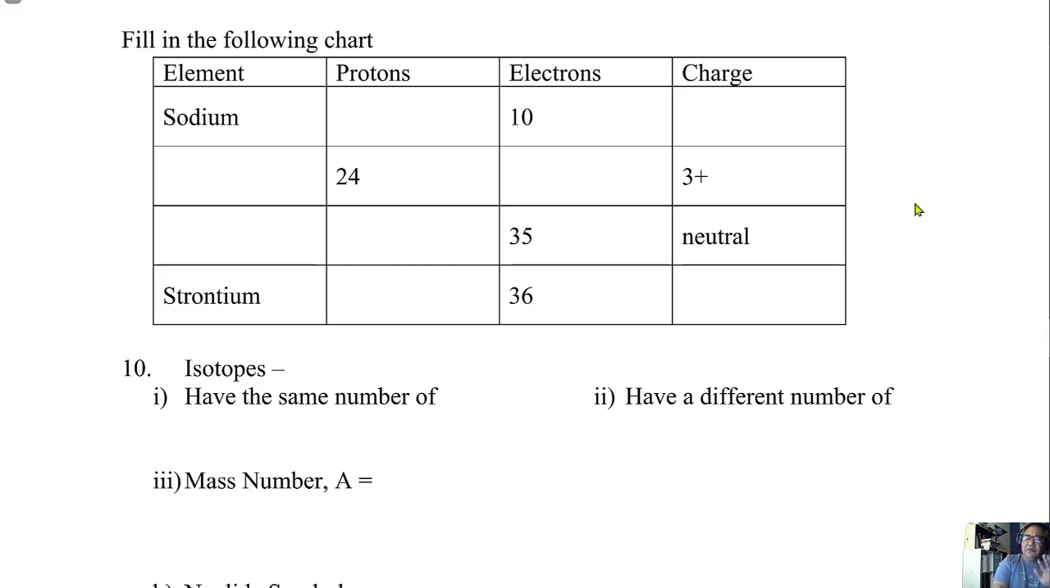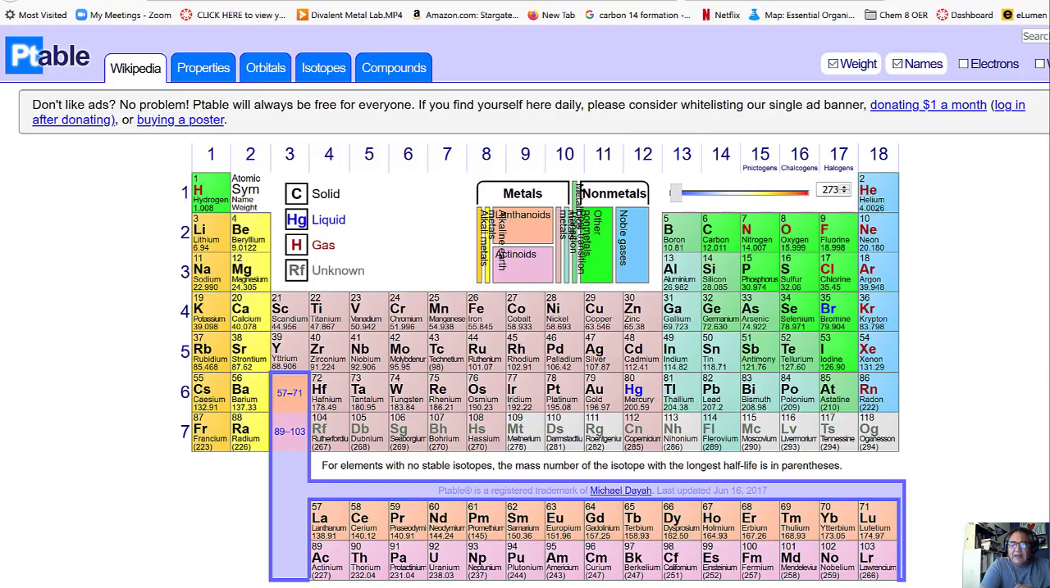So let's say we're going to do the first two. So sodium, right, and it has 10 electrons. Again, we have to go back to our periodic table. So what I thought I'd do, instead of scanning back and forth, I went back to that P-table website, and now we can find sodium. It's in group 1, right? So you're going here, sodium is Na. It has 11 protons in it.